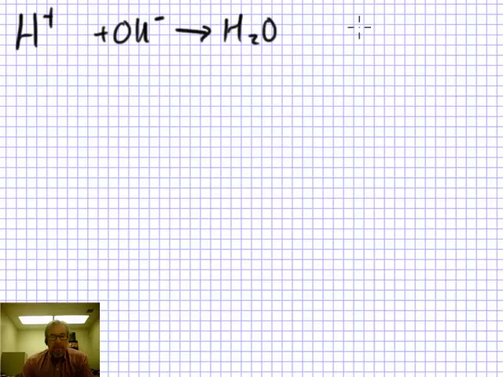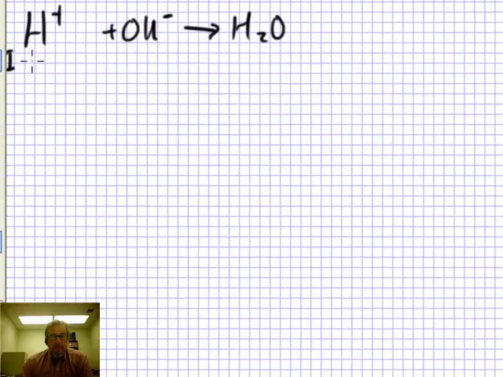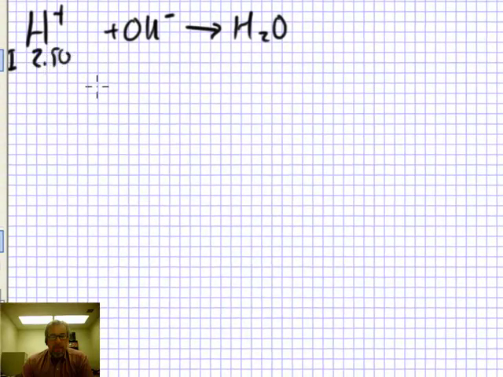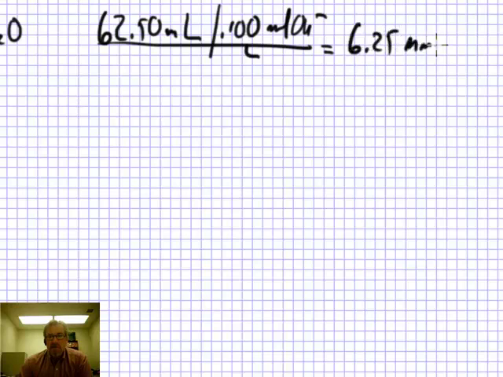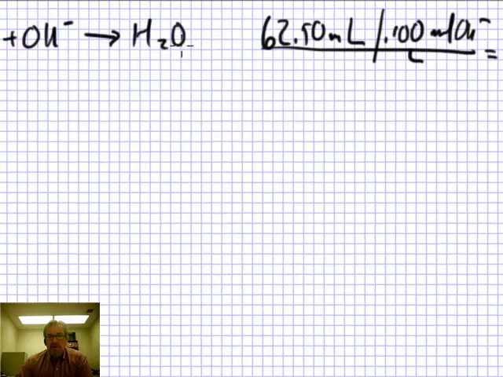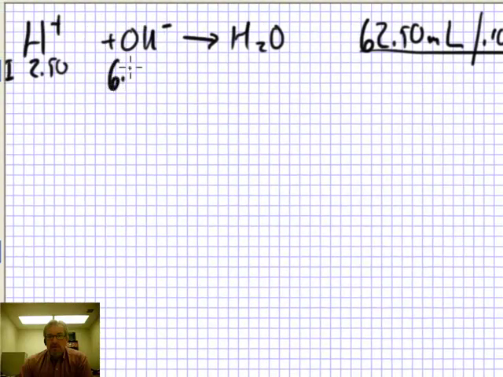Now, we started out, we already figured this out earlier, with 2.50 millimoles of H plus before the titration began. At this point, we've added 62.50 milliliters of our base solution, which is 0.100 moles of OH minus per liter. So that means we have added, in total, at this point, 6.25 millimoles of OH minus. So I'll put that here, 6.25 millimoles, and then water we really don't care about.